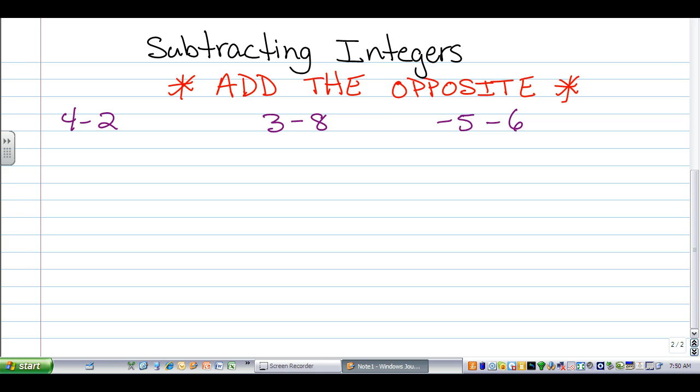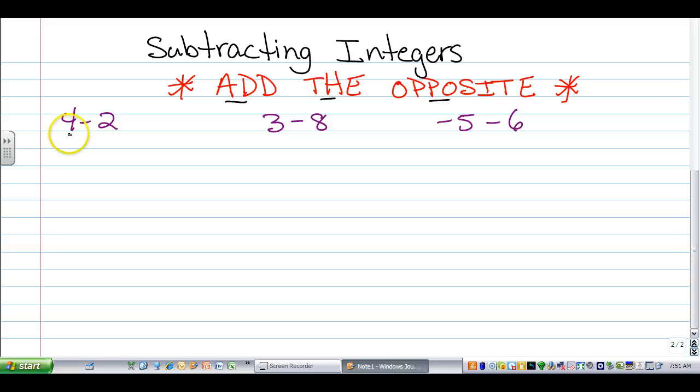When you're subtracting integers, there's one thing that you need to remember first and foremost. That means it's real important. You need to add the opposite. Once you add the opposite, then you can just go back to the rules for adding integers. But you've got to add the opposite first. So what does that look like?